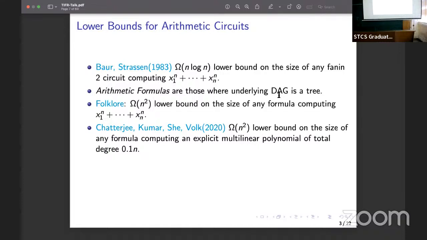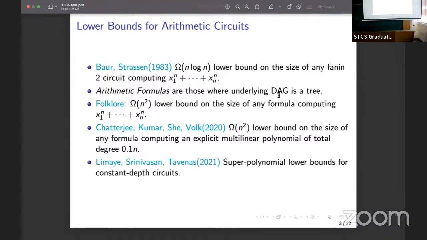All of these are size lower bounds, lower bounds on the number of internal gates. The other parameter we had in mind was the depth. So a natural question to ask is: if you restrict the depth, what can you say? In a breakthrough in 2021, Limaye, Srinivasan and Tavenas showed a super-polynomial lower bound for constant-depth circuits. So the question is sort of partially resolved if you restrict the depth to be a constant.